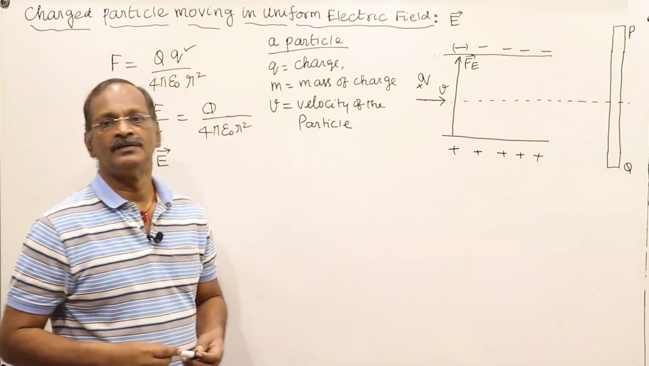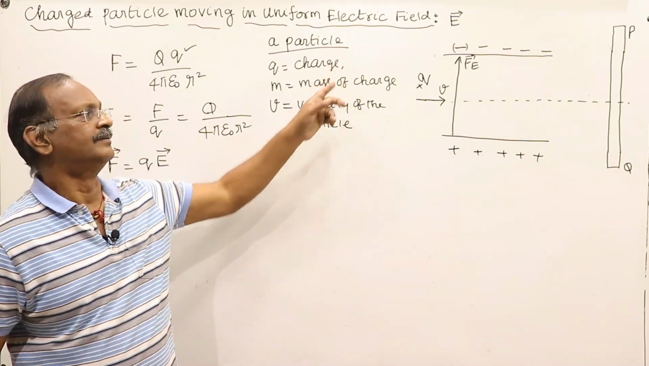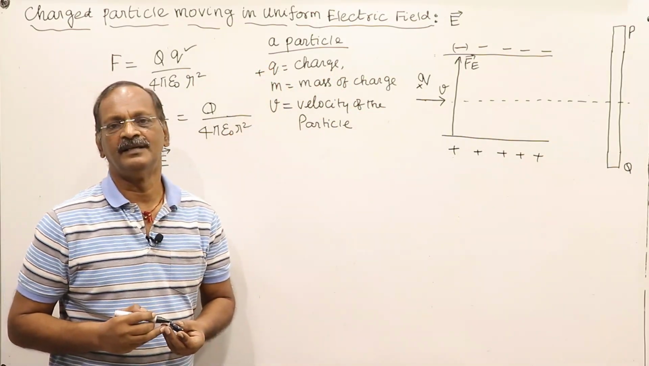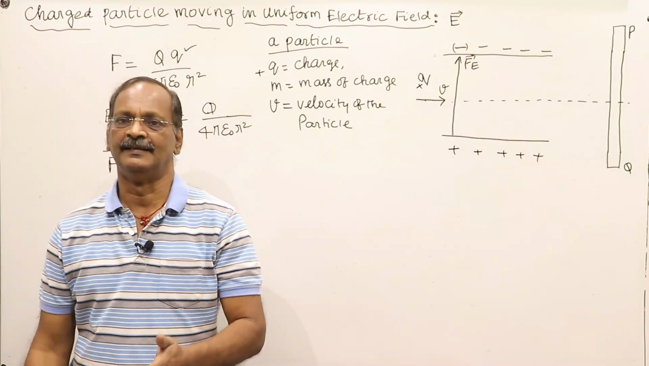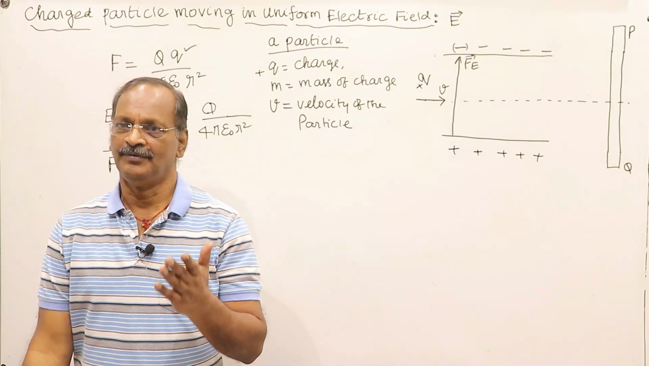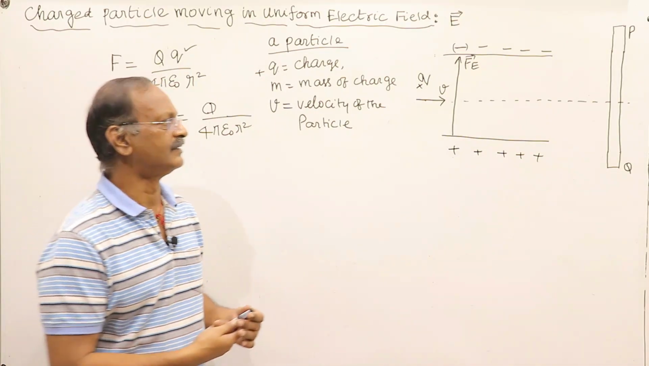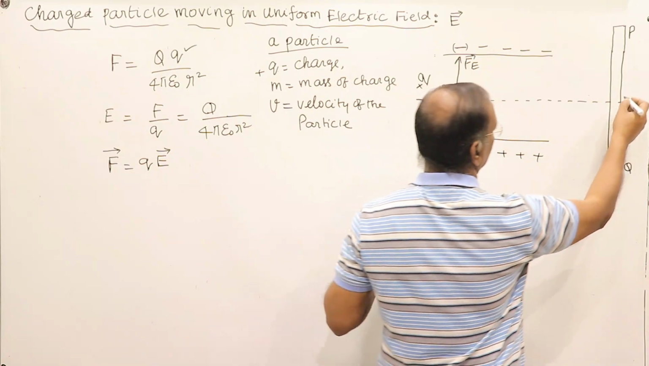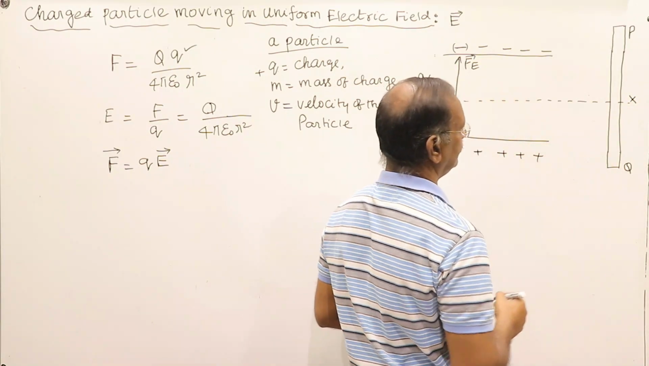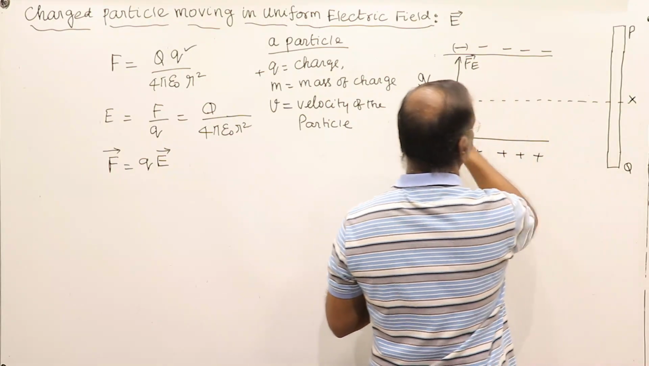We consider the positive charge plus Q always; a negative charge would behave in the opposite way, and we will discuss it later. A charged particle of mass m is moving with a velocity v along OX, this is O and X. In this way it is moving.